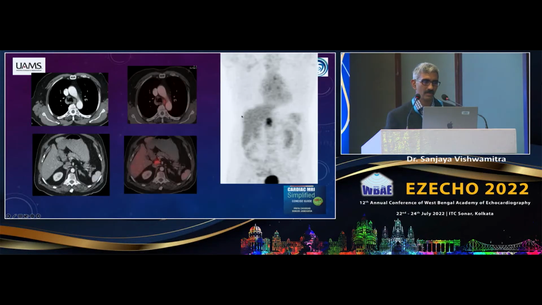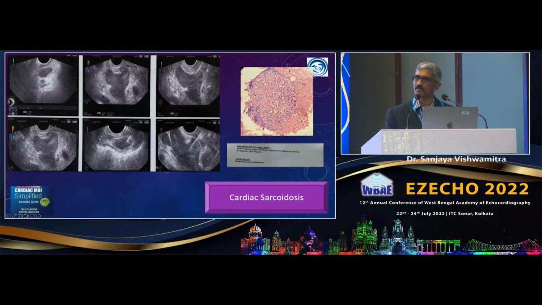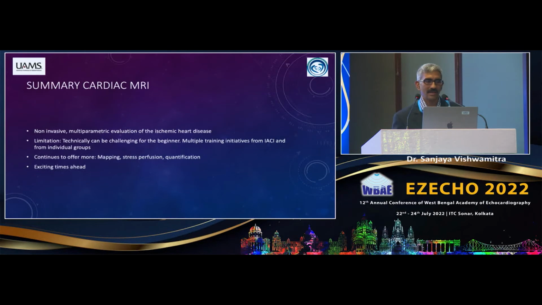And this patient went on to have a PET scan, and you can see this patient has got small lymph nodes which are taking up the FDG PET, and this patient was an example of cardiac sarcoidosis. So in summary, with cardiac MR, it's a non-invasive multiparametric evaluation of ischemic heart disease.